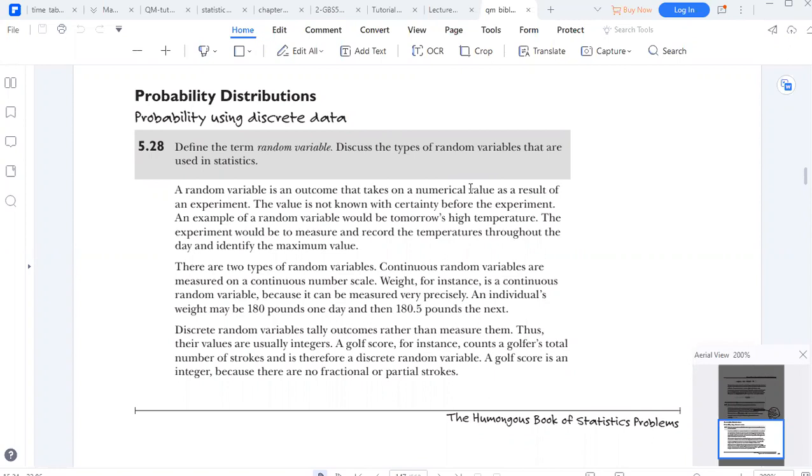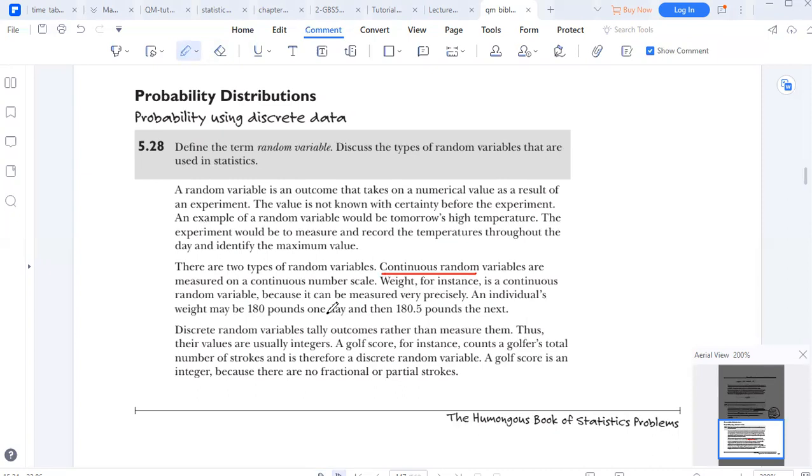So to start with, we must define what a random variable is. A random variable is simply an outcome that takes a numerical value as a result of an experiment. There are two types of random variables. There's what we call the continuous random variable, which is measured on a continuous scale. And there's what we call the discrete random variable, which is measured using countable outcomes.